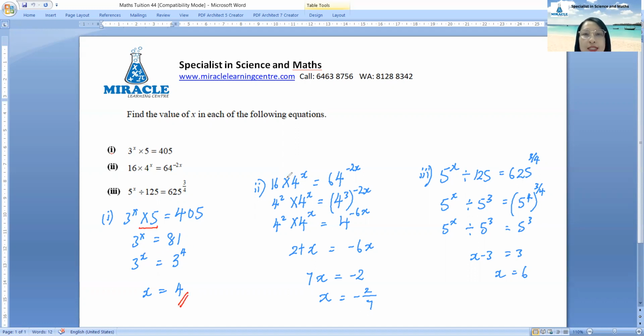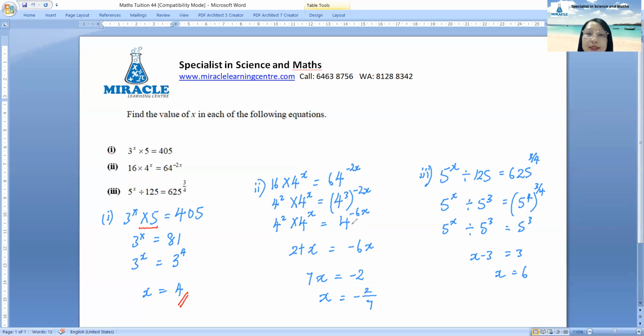Okay, the next question, 16 times 4 to the power of x equals 64 to the power of minus 2x. So 4 to the power of 2 times 4 to the power of x equals, okay, 64 is actually 4 to the power of 3. Okay, and this one we put it outside, minus 2x. Okay, so this one, 3 times 2, so we have minus 6x.